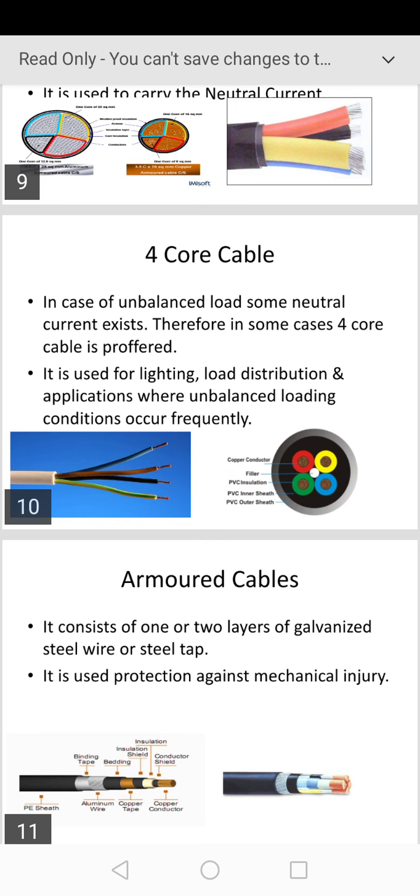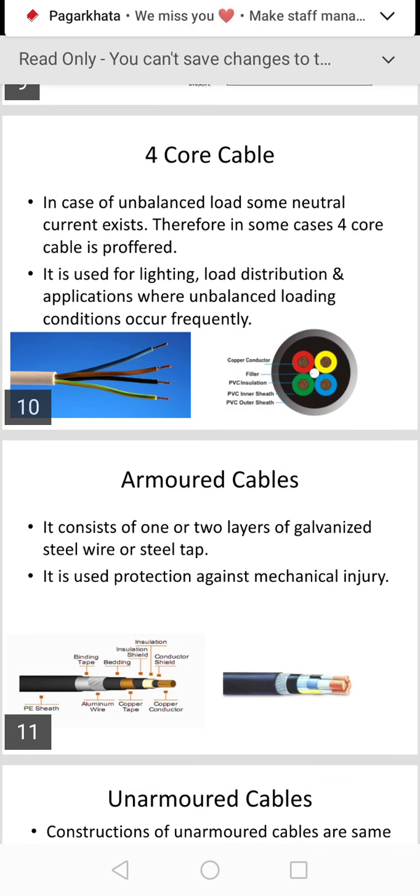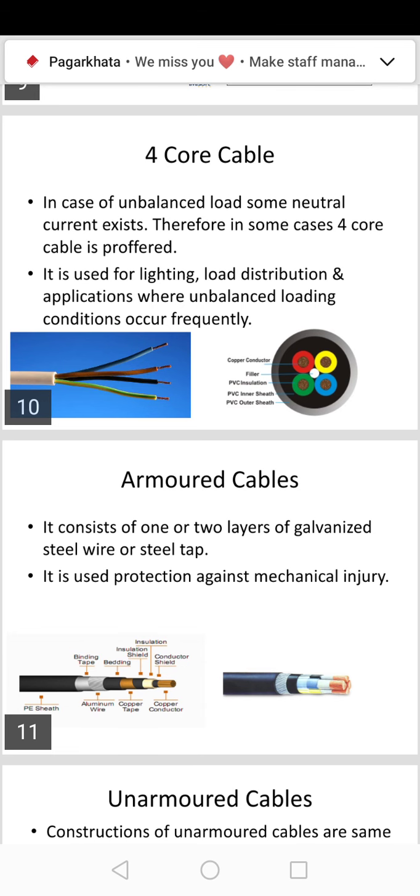Armored cable. It consists of one or two layers of galvanized steel wire or steel tape. It is used for protection against mechanical injury.